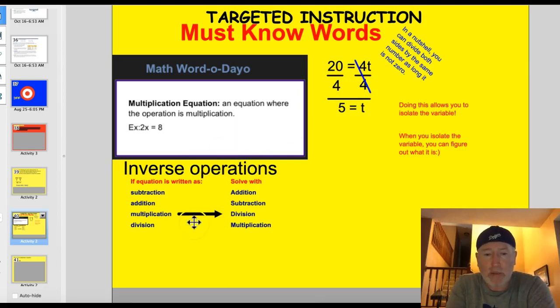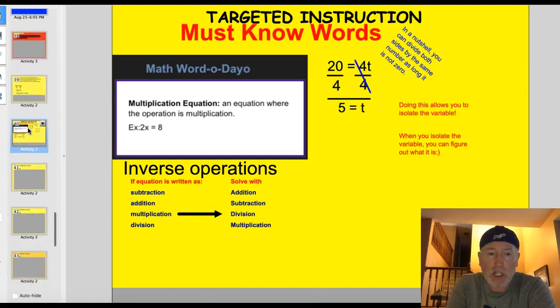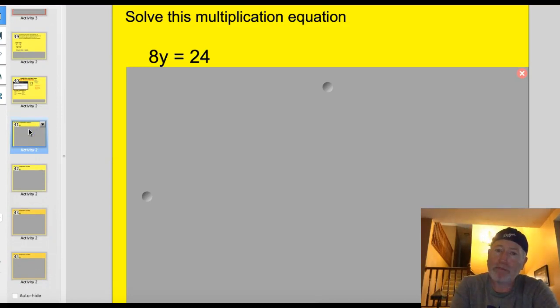Here's a look at those inverse operations. This is the last one. We've done them all. We've done subtraction equations, addition equations, division equations. Today it's multiplication equations. We solve them. The inverse operation of division. Let's take a look at a couple, and then I'll have you do a couple.